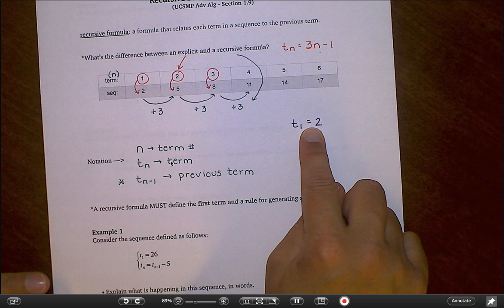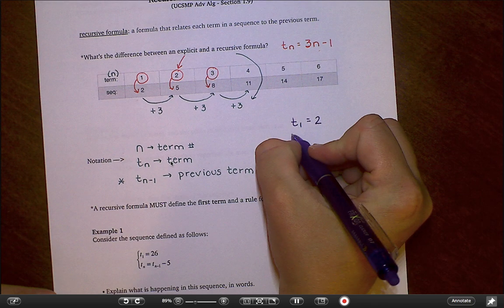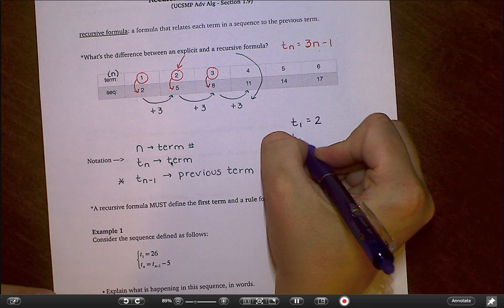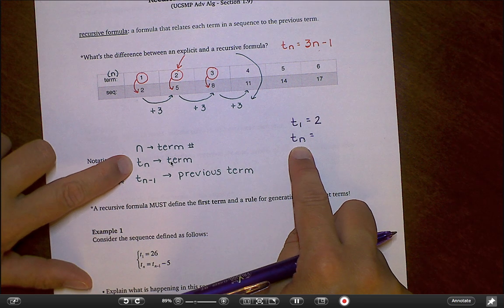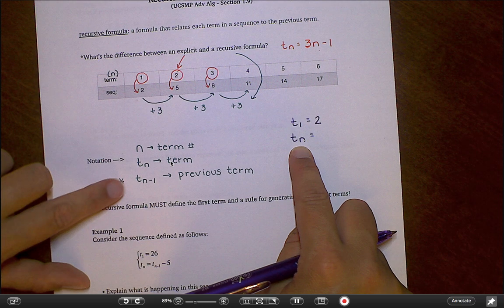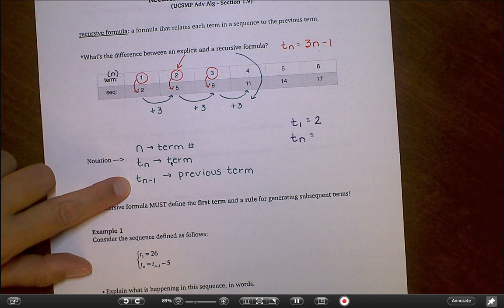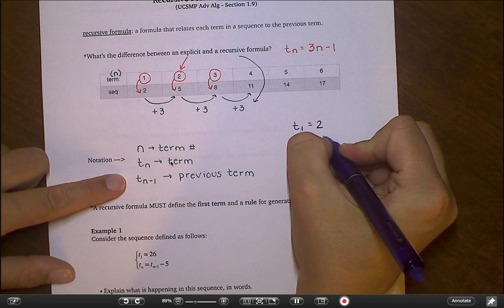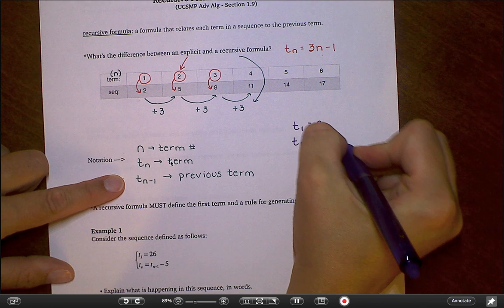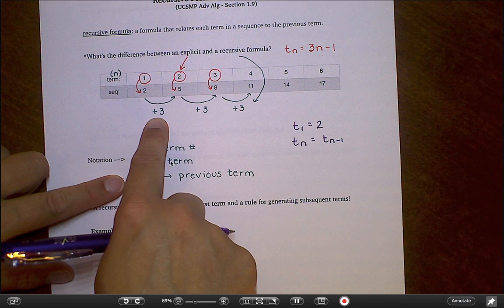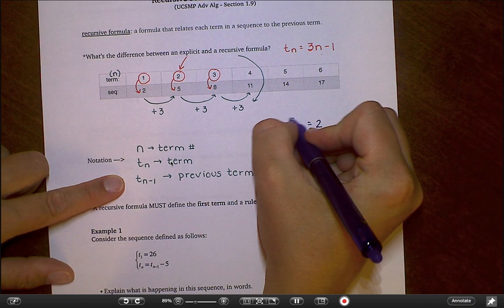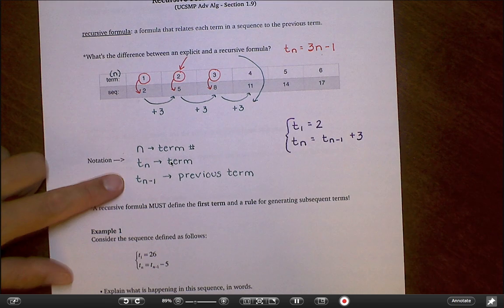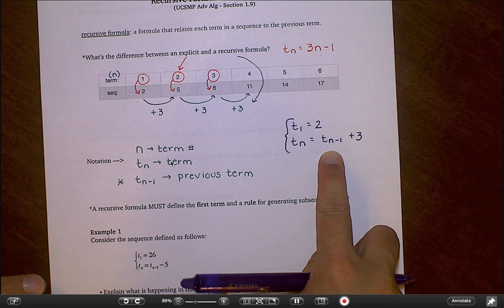So here's my first term. And then this next step is going to be my rule for generating the rest of the terms. So I can find any term in the sequence by taking the previous term and doing something to it. So I can take the previous term, and that's where this thing comes in. And I'm going to add 3 over and over and over again. Okay? This is a recursive formula.